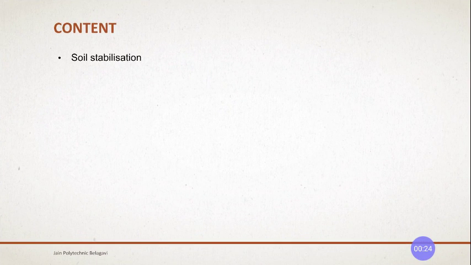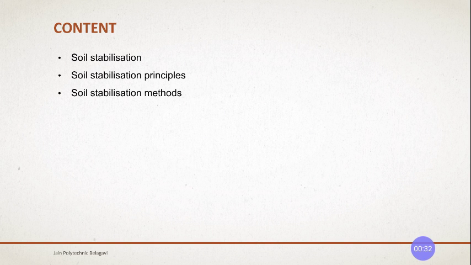Let's see what we'll study today. Today we'll be studying soil stabilization principles, and methods of soil stabilization. So first, we'll understand what soil stabilization is.